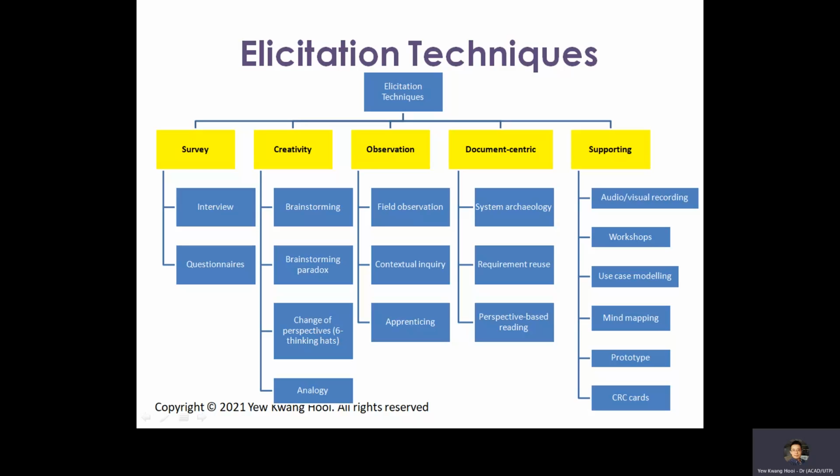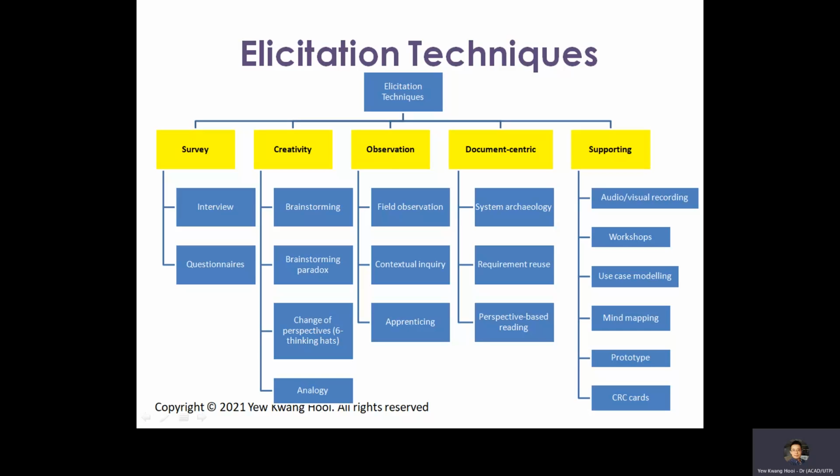Now, brainstorming paradox is exactly like brainstorming, but it is finding what could fail the software. Okay, please revise more on that, the meaning of brainstorming paradox.